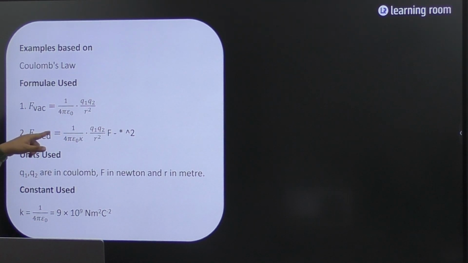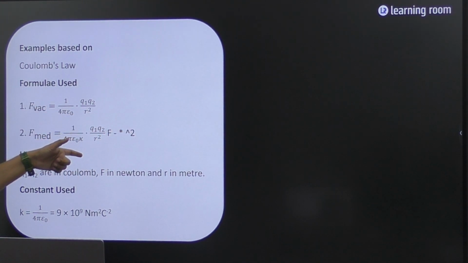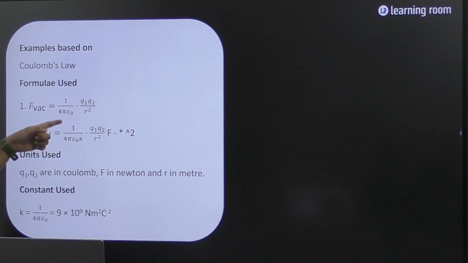If at all it is some other medium, instead of epsilon naught, you'll write epsilon naught into the symbol called kappa, about which I'll discuss later. This kappa is called the dielectric constant. That varies from medium to medium. It's not a fixed value like epsilon naught. So about this one, I will talk later. As of now, we are not concentrating on media with dielectric. I'll come to this point.